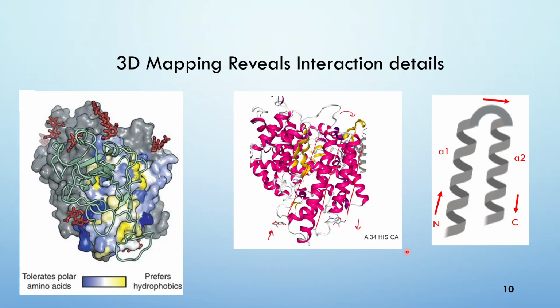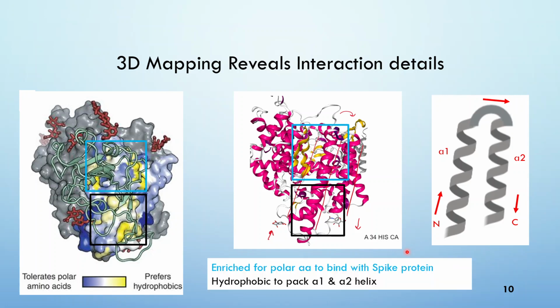And based on the overall colors of the diagram, they identified that there's mutations in this blue box that is enriched for polar amino acids to bind to the spike protein, while mutations here in the black box, it has more yellow, which are enriched for hydrophobic amino acids to pack these two helixes better, which improves binding.